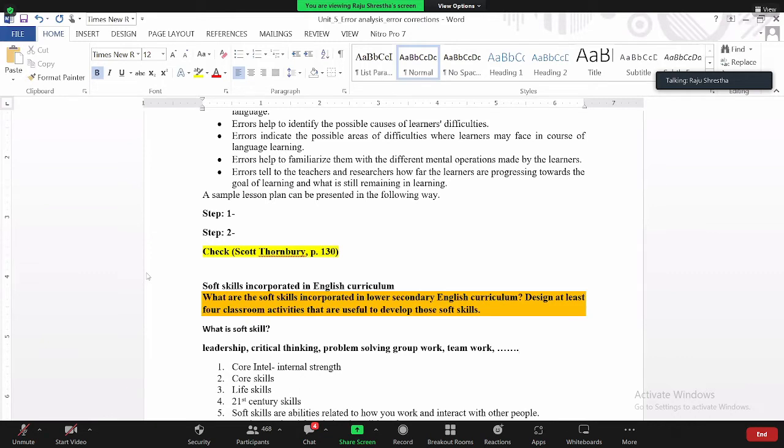secondary level, grade 11 and 12; soft skills are highly prioritized. These soft skills are the core skills, life skills, 21st century skills also we can say, and they are skills or abilities related to how you work and how you interact with other people. Especially the skills which we learn inside the classroom, and the skills which we need outside the classroom.